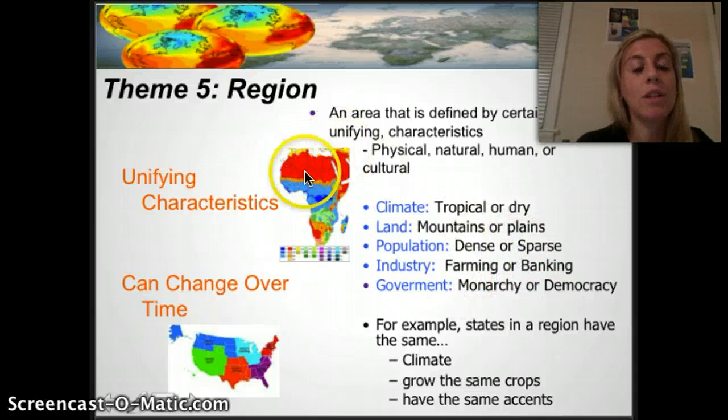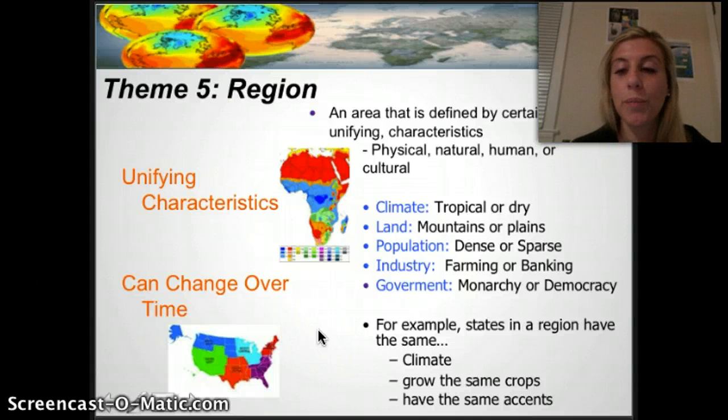As you see here in this map, this is a temperature map of Africa. So here, the climate is very different from here. Now, these can change over time. Land, population, language, culture, those are all things that evolve. And so you can make comparisons about how a region has changed over time when you look at its characteristics.